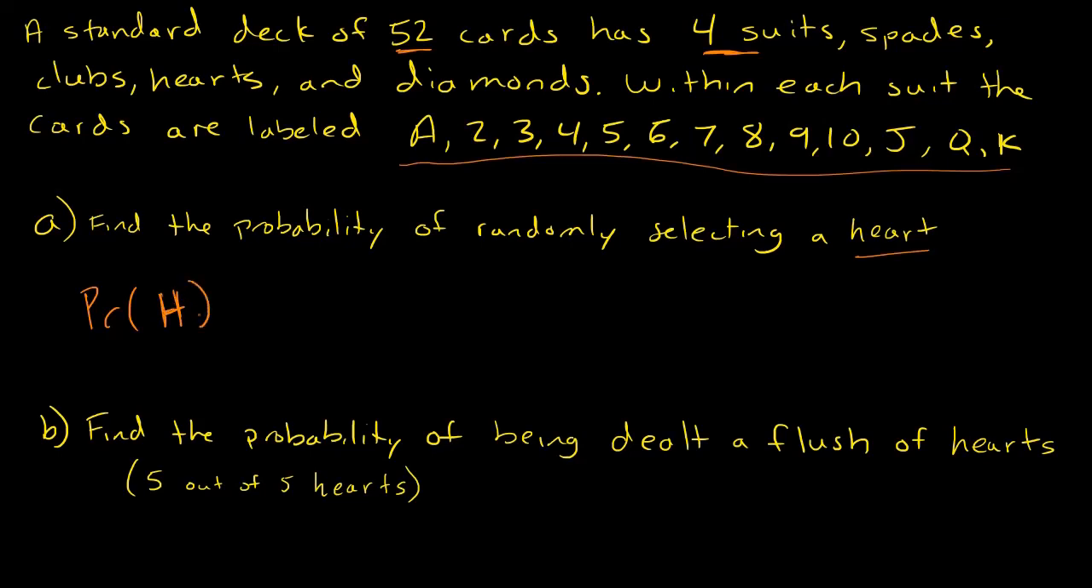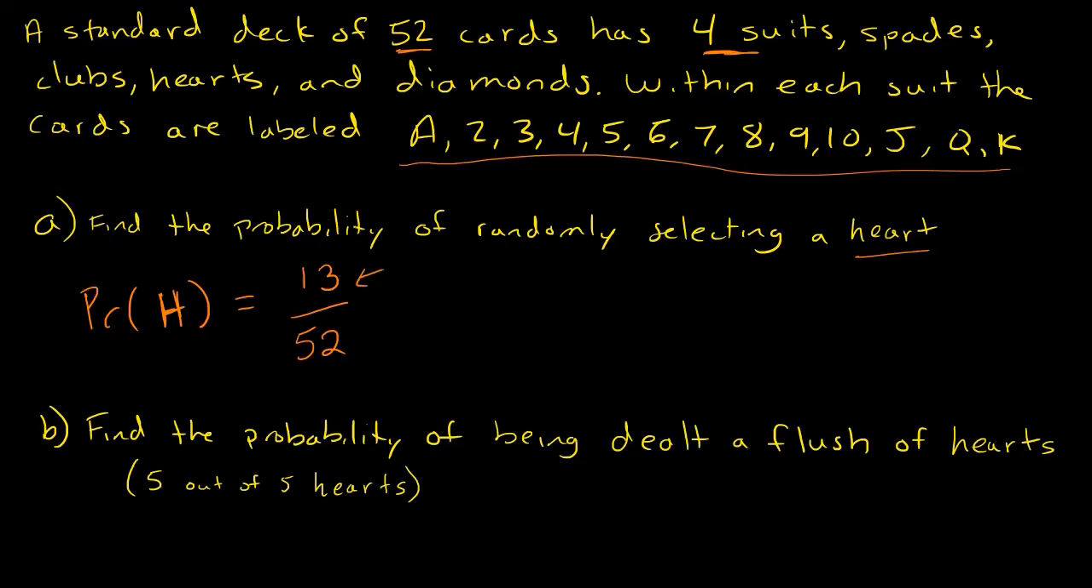I'll write the probability of H, where H is the event of selecting a heart. In the numerator, we want to think of how many hearts there are in a deck of cards. You have 13 hearts: the ace, 2, 3, 4, 5, all the way to king. You have all these cards within each suit. So you have 13 total possible hearts out of 52 total cards.